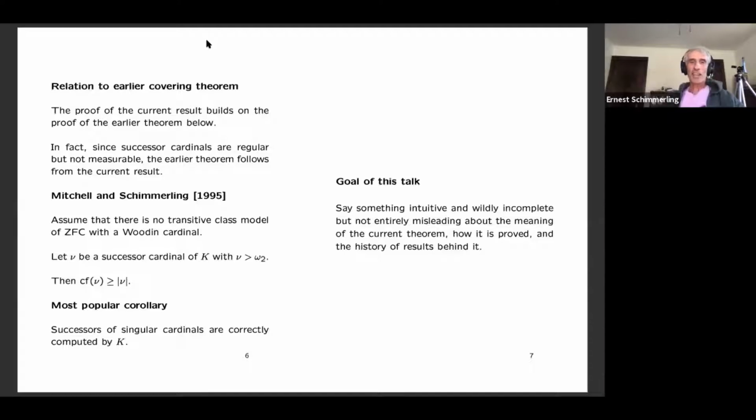As I said in the abstract, I want to say something intuitive and wildly incomplete, but not entirely misleading about what the theorem means, how it is proved, and what came before it. Before I continue, is there something I should add? Nudge me in the right direction if I'm straying. Anyone? Okay.